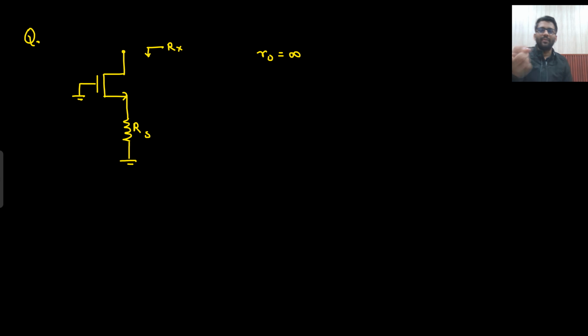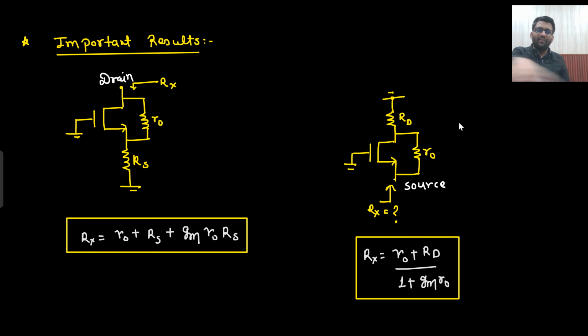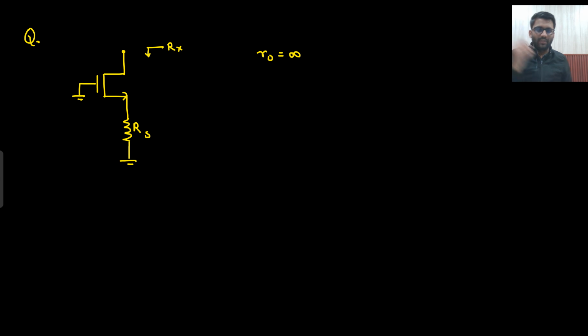Previously we skipped one problem here. So what we were seeing, these resistances. We got to know that looking from drain only one step: R naught plus RS plus GM R naught. Looking from the source: R naught plus RD upon 1 plus GM R naught. Now this question. Looking from the drain, what is the answer? Forget about the analysis. What will be your Rx? Looking from the drain, if gate is grounded and source is connected to some other resistance, the answer is R0 plus RS plus GM R0 RS.